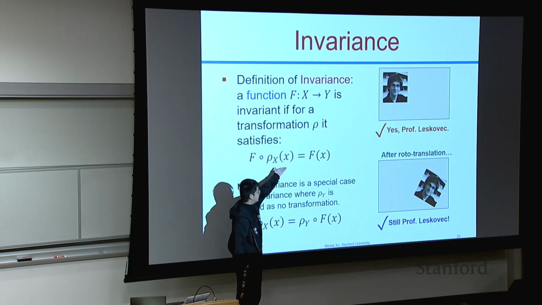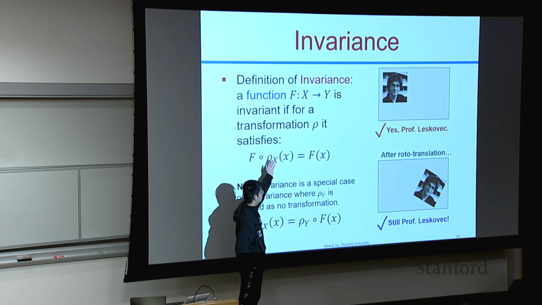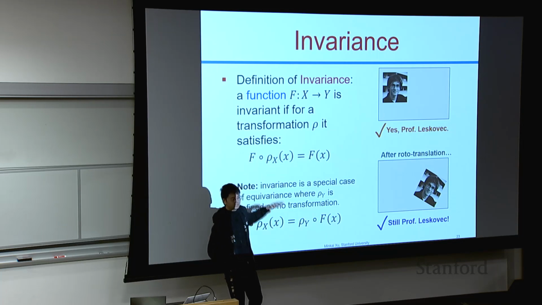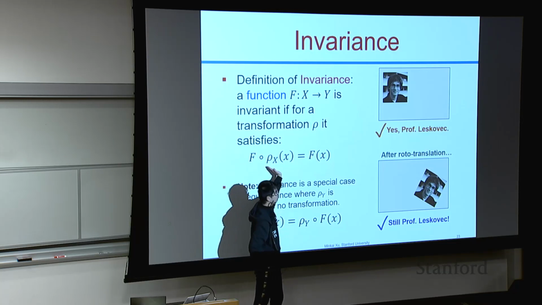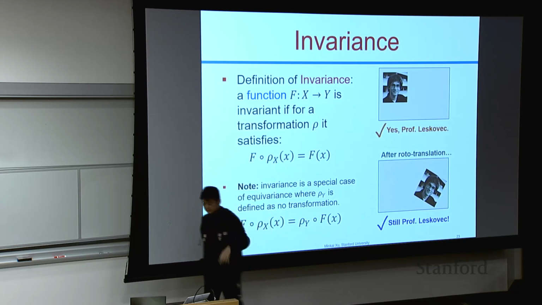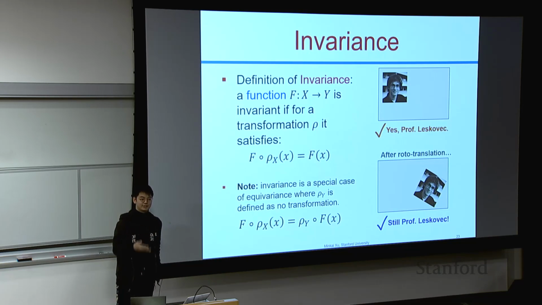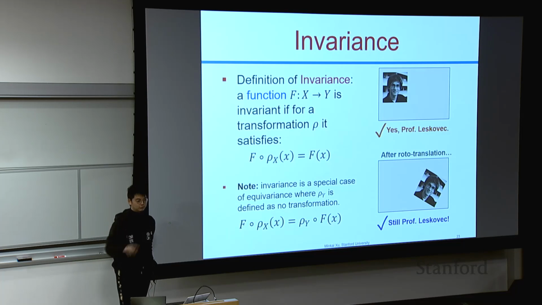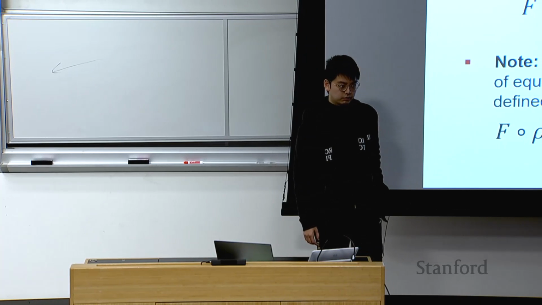So still with the space X, maybe it is an image, we do some transformation of the image and then input it to the function f, which is some neural network. And we hope that no matter how we apply rho x, we get the same prediction. This is invariance. And this is a lecture, so I need to present everything in a rigorous way. Formally, invariance is a special case of equivariance.